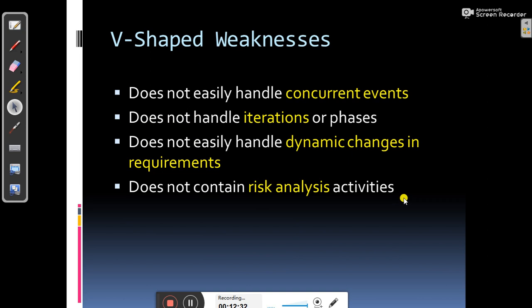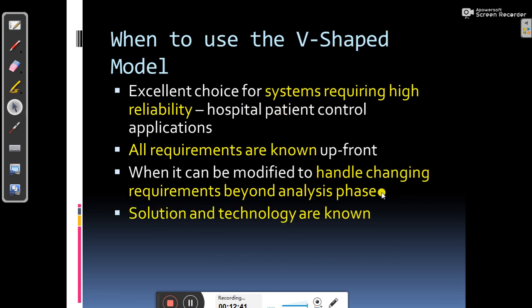Throughout the V-shaped SDLC model, we have not found any risk analysis activities. So when to use the V-shaped model? The V-shaped model is an excellent choice for systems requiring high reliability, like a hospital patient control application, or when all requirements are known upfront. Here also, as with the waterfall model, we need to understand all the requirements upfront, before developing the system.